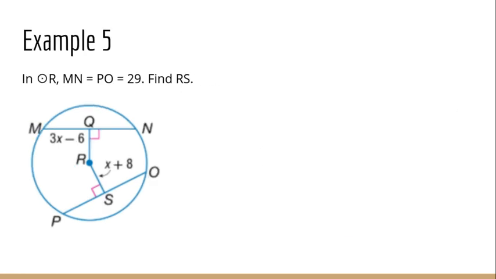So you're going to use the same steps to solve for circle R. You're going to be given MN is equal to PO, which is equal to 29. So my two chords there are 29, which means RQ and RS are equidistant. So find RS, and once you're done, submit your answer into Edpuzzle.